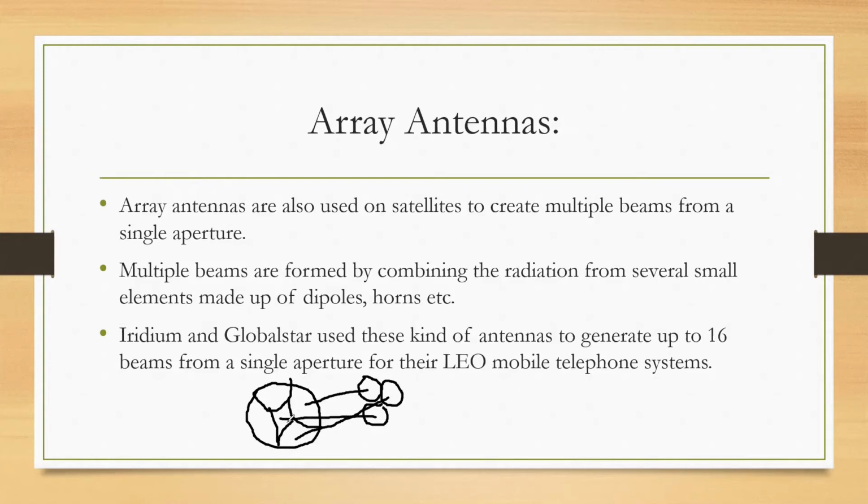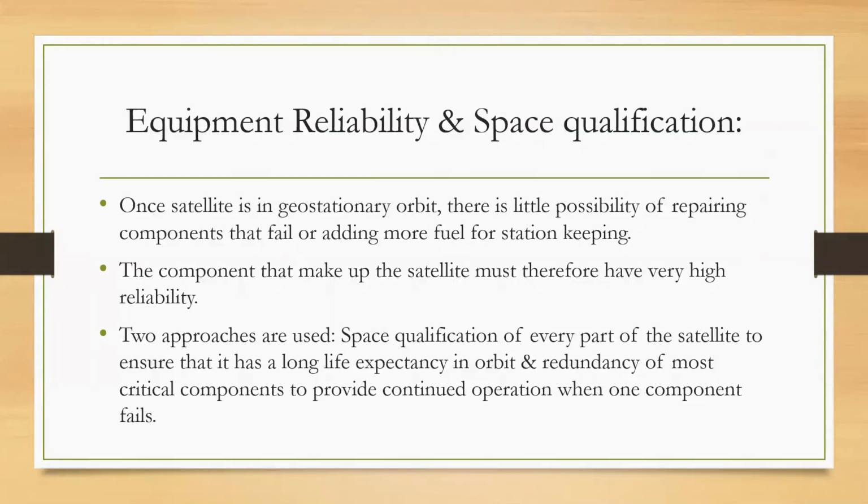So multiple beams are formed by combining the radiation from several small elements made of dipoles or horns. The Iridium and Globalstar use these kinds of antennas to generate 16 beams from a single aperture for their LEO mobile. So till now we have seen all the various components of a satellite, be it repeater, antenna, the propulsion system, the power system. All this we have seen.